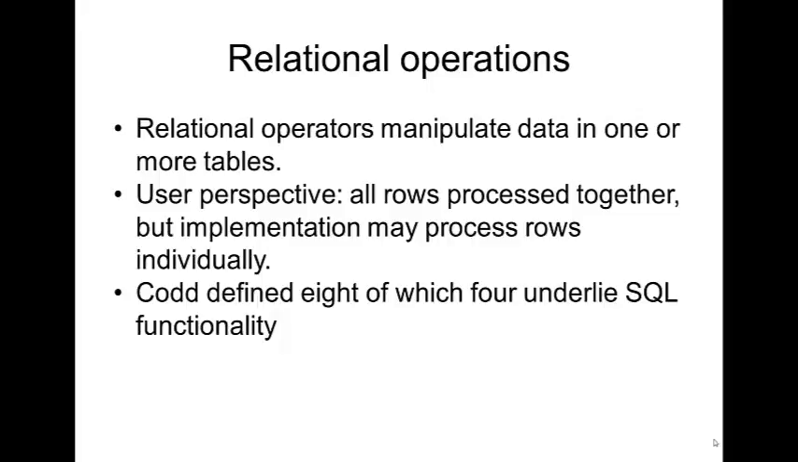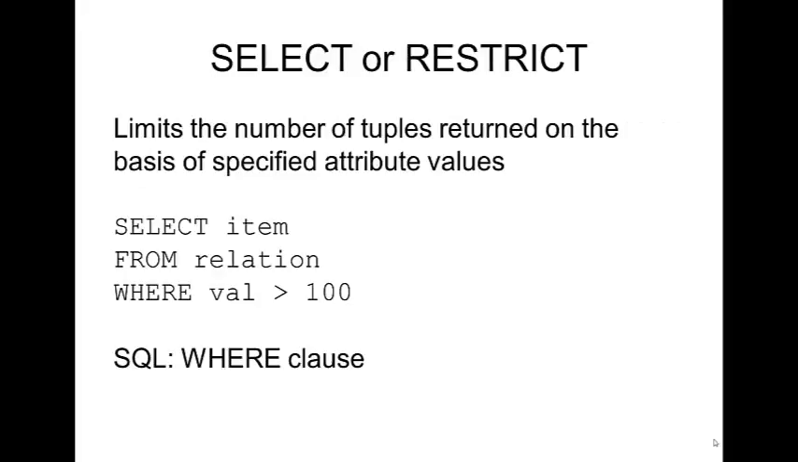So SQL is like a higher level view onto these relational operators. And from the user perspective, the importance of the relational operators is that all rows are processed together, but the implementation may process rows individually. So as far as the user is concerned, you're processing at the table level, even though the underlying mechanics may be normal procedural line by line, row by row operations. What you see is you deal with tables rather than individual rows. Codd defined 8 relational operators in the early 70s, of which only 4 are really important for SQL and relational database functionality. So I'm going to run through these really quickly.